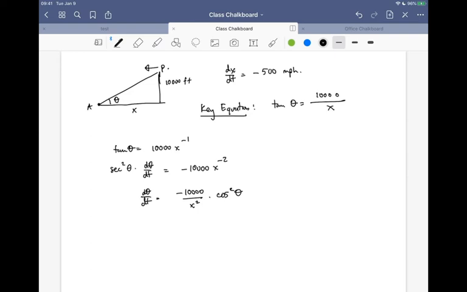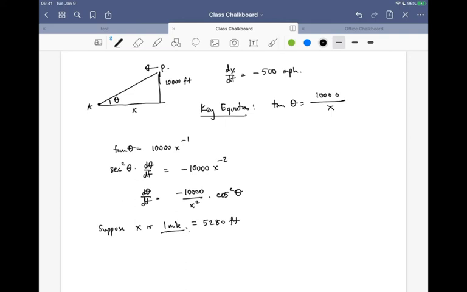Okay. Now, this is a little bit annoying because, in order to find d theta dt, we need to know what x is, and we also need to know what theta is, or rather what cosine squared theta is. Okay, so let's do this for a couple of different values. So suppose x is 1 mile, which would be 5,280 feet, right?